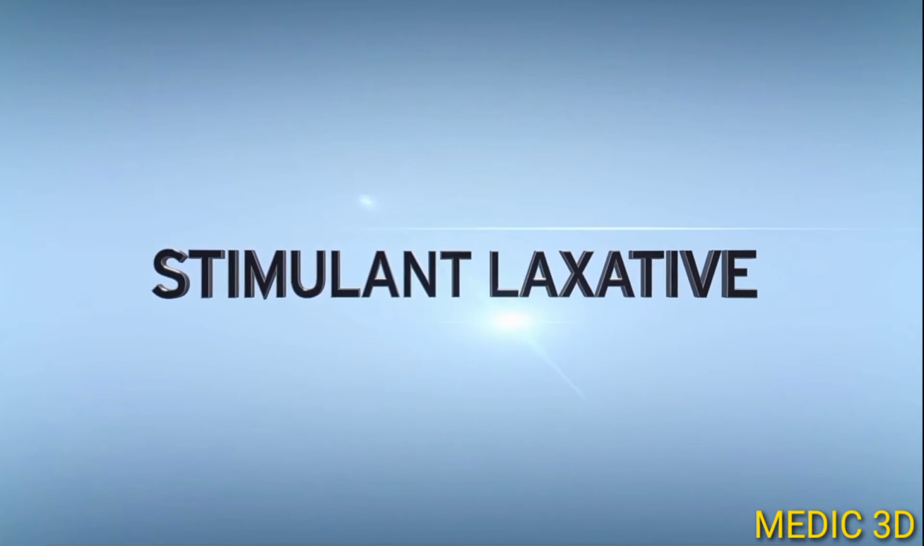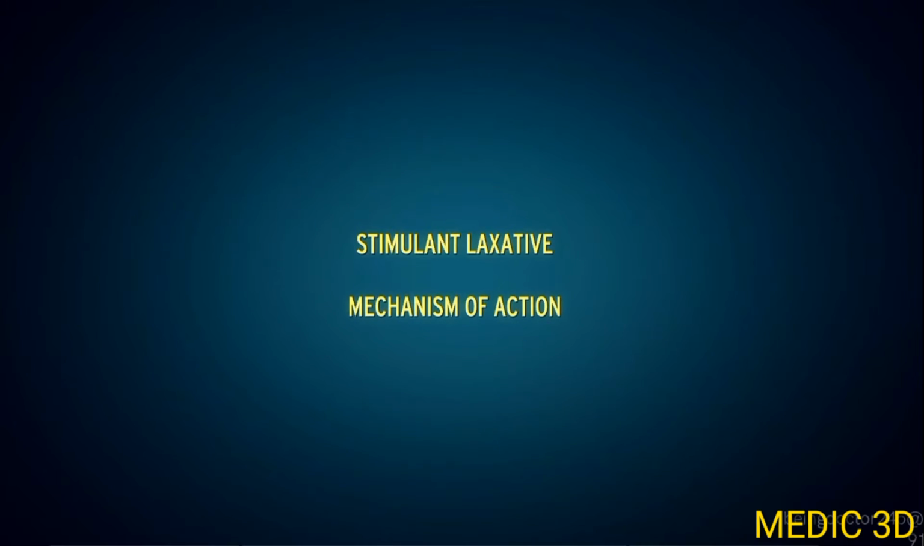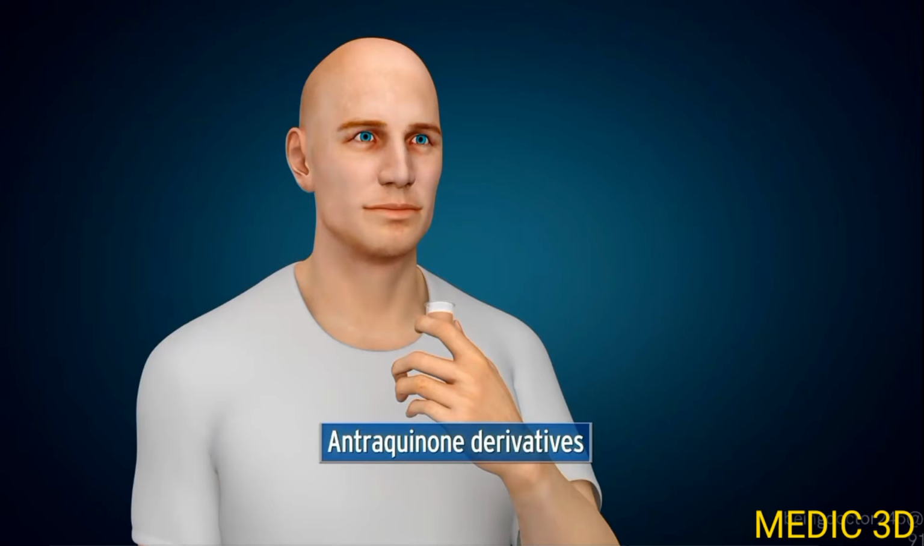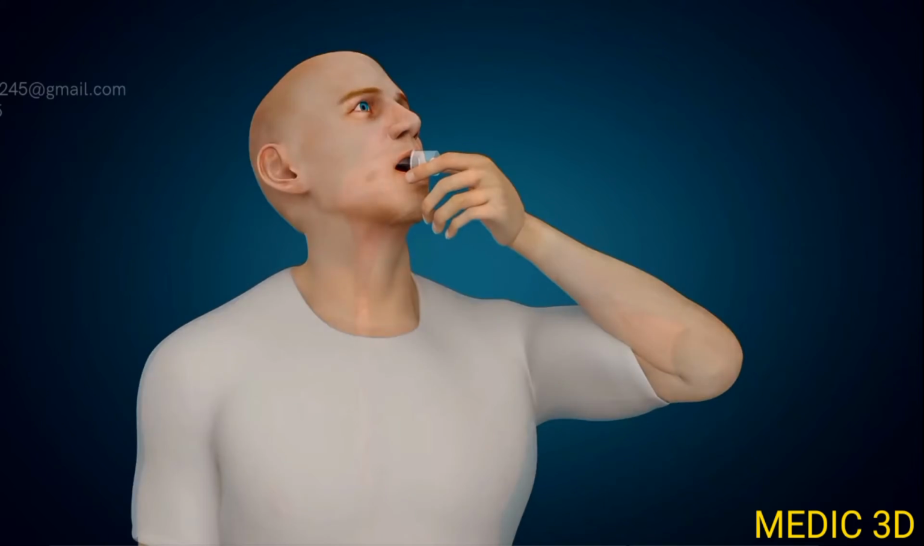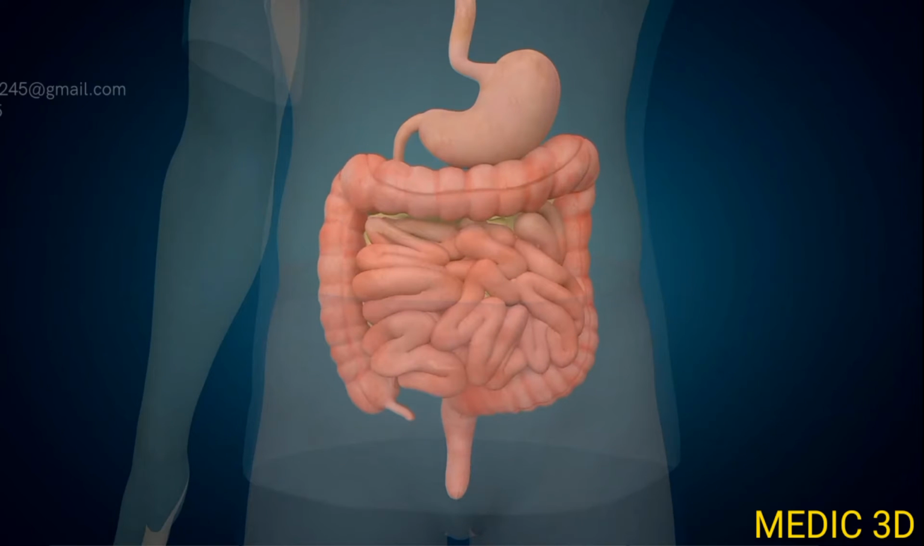Stimulant laxatives. Mechanism of action. Anthraquinone derivatives, example senna. Senna is a plant fiber. The fiber is poorly absorbed and normally after hydrolysis in the colon, it produces a bowel movement in 6 to 12 hours if administered orally.